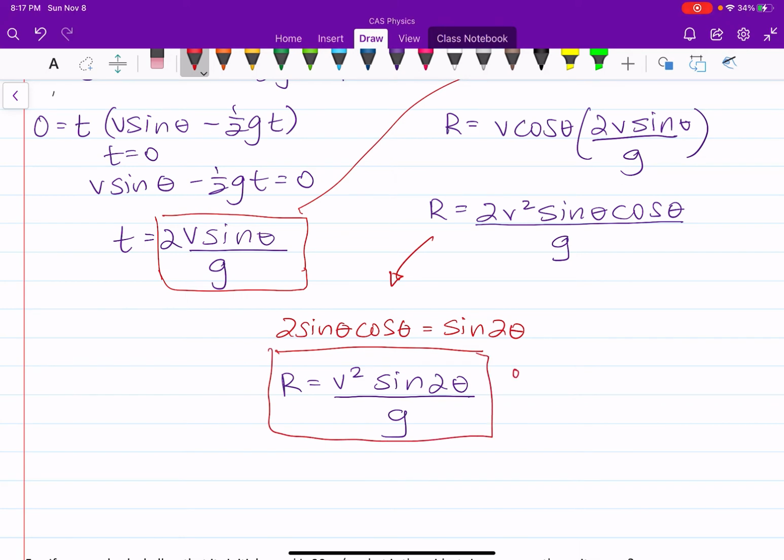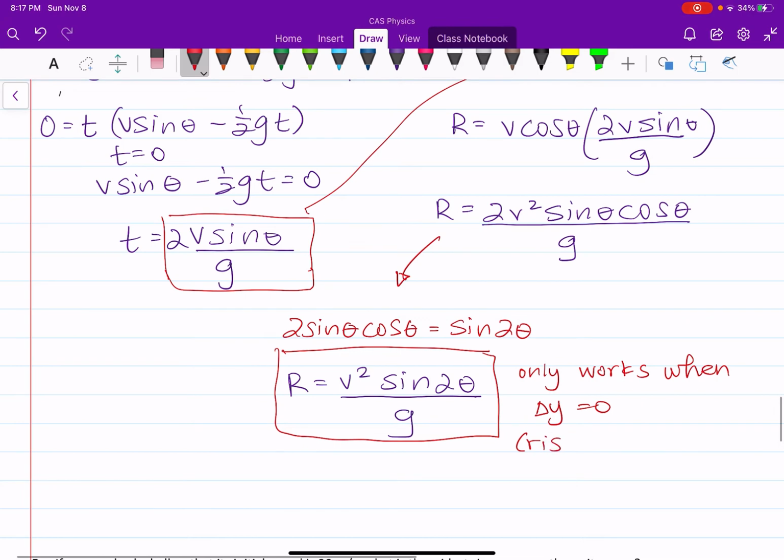It only works when delta y is equal to 0. So it basically has to rise and fall to the same height.